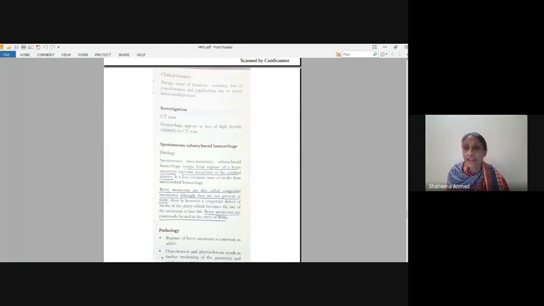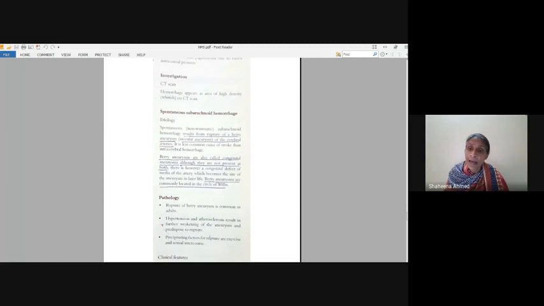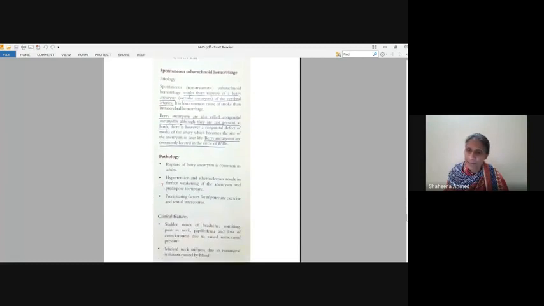The clinical features we have already discussed in the pathology. What you are going to see are signs and symptoms of raised intracranial pressure and those of meningeal irritation. Investigation: CT is the most ideal investigation because it can exactly locate where the hemorrhage is occurring. Now the other type is spontaneous subarachnoid hemorrhage. The etiology, what we have seen, is berry aneurysms.